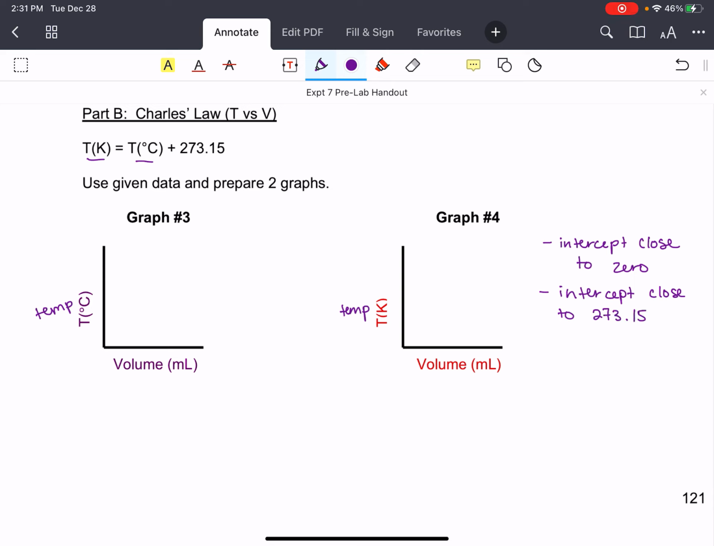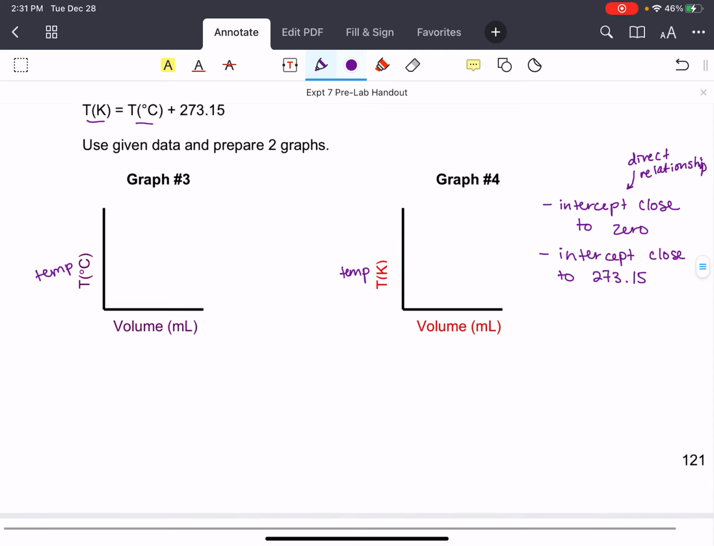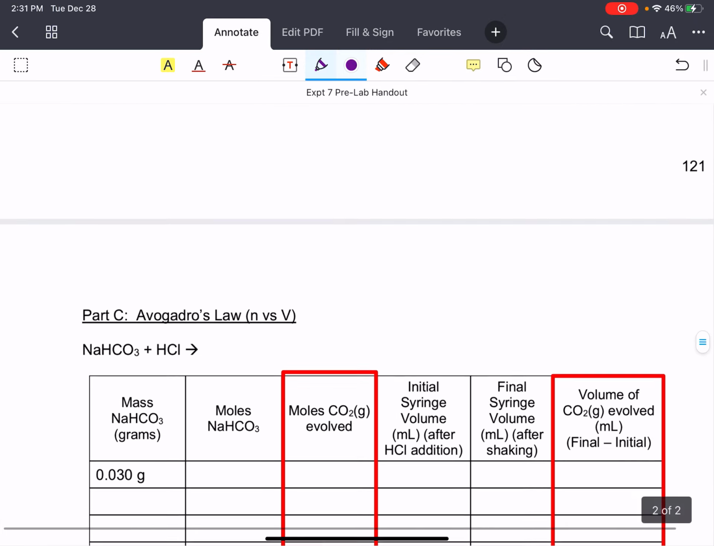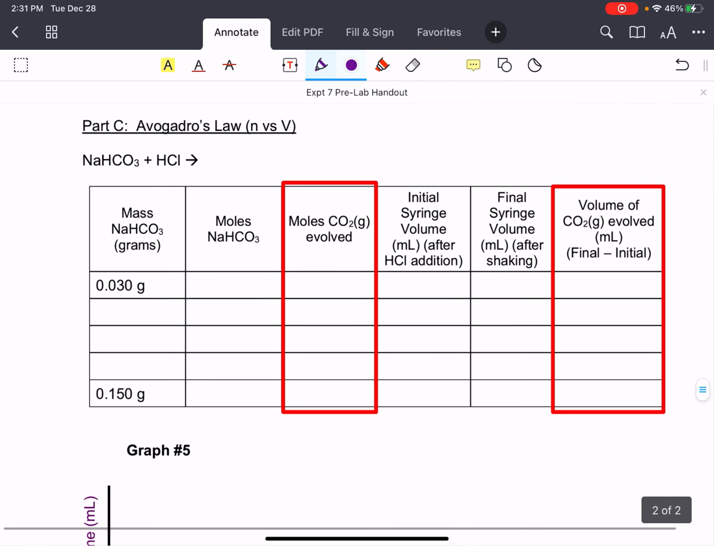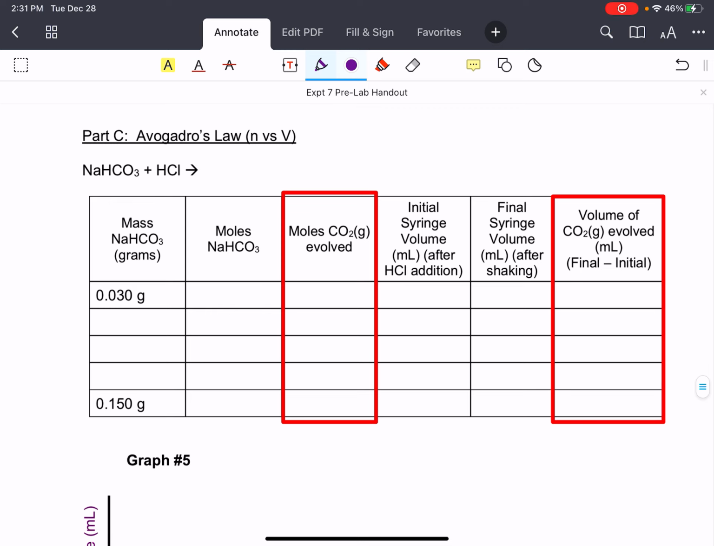And the one that's 0 is the one that has a direct relationship. And that's what we want to investigate. So you will make both of these plots and investigate which is the direct relationship, whether it's Kelvin or Celsius. Then in part C, we investigate the relationship between moles and volume.